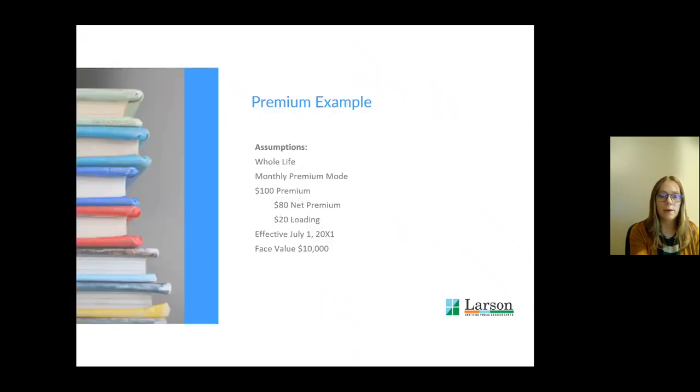With that, let's get into an example. So premium example, here's some assumptions. It's a whole life policy. It's a monthly premium mode, which means it pays the premium monthly. There's a $100 premium, $80 is related to net premium, and then $20 is related to loading. So if you remember that graph we showed, that splits the premium between net and loading. The effective date is July 1st, 20X1. And the face value is $10,000, and that will come more into play when we talk about claims and reserving.